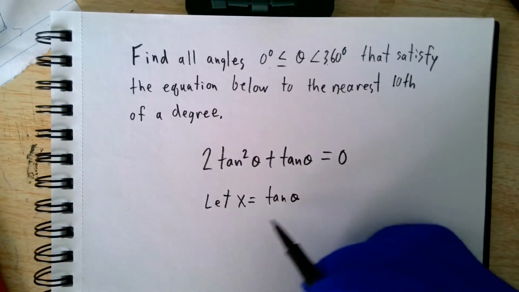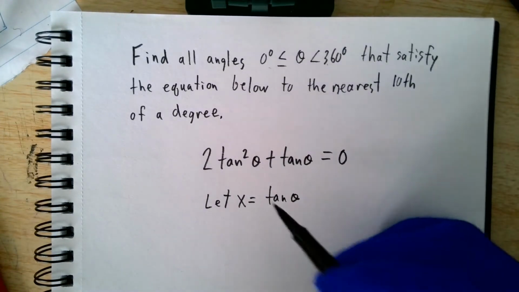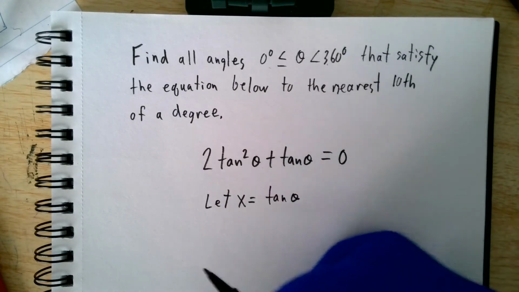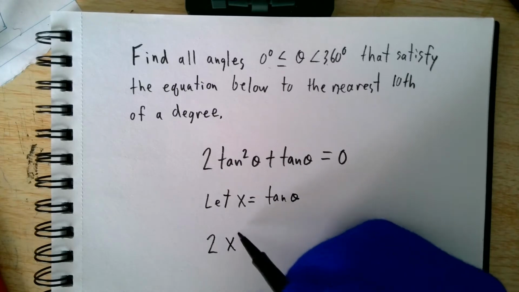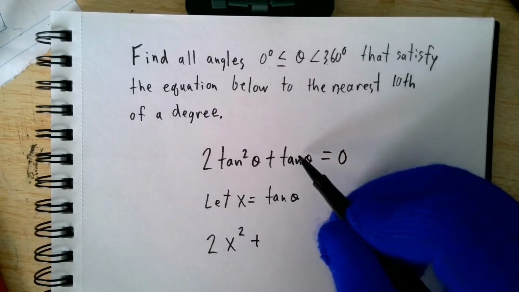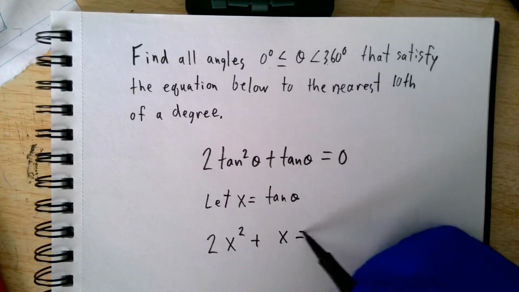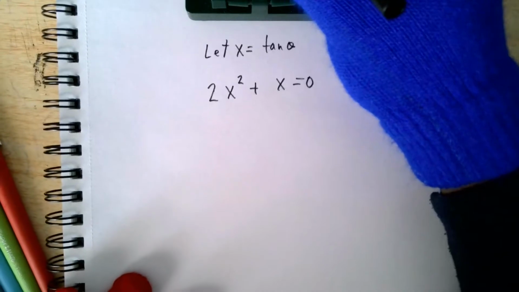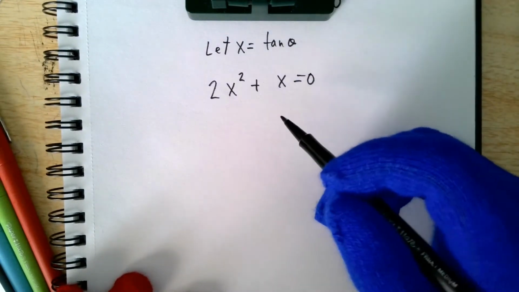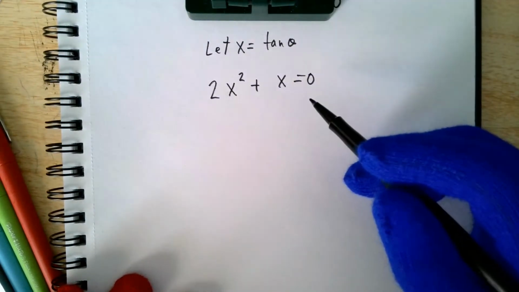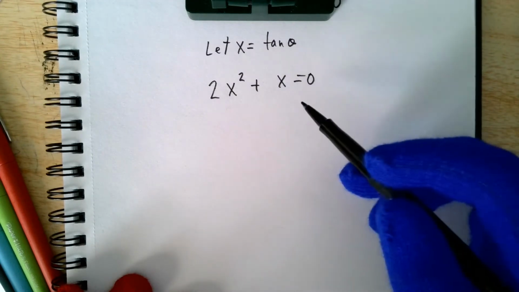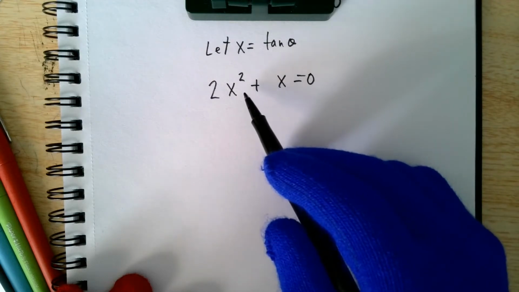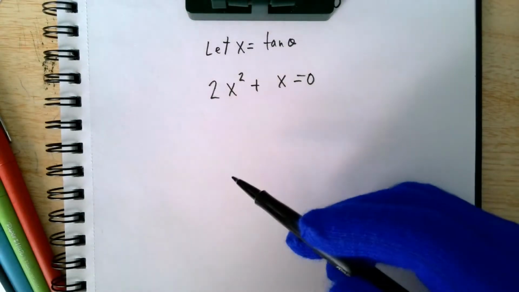Cool. Once I do that, I'm going to rewrite my expression, and instead of having tangent theta, I'm going to have x in its place. So tangent squared theta looks like 2x squared plus x equals 0. Now I want to solve this equation, which now features my x. I've got an x squared here, so I can't just pull x by itself. I'm going to need to factor.